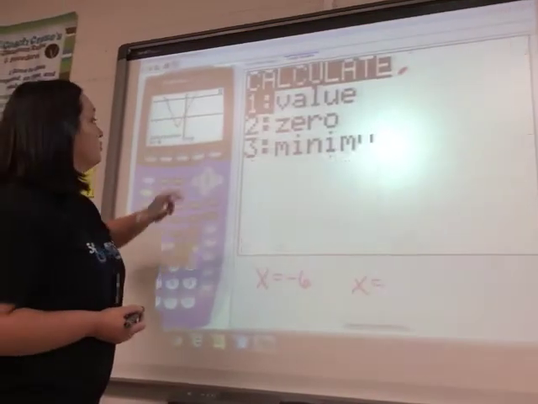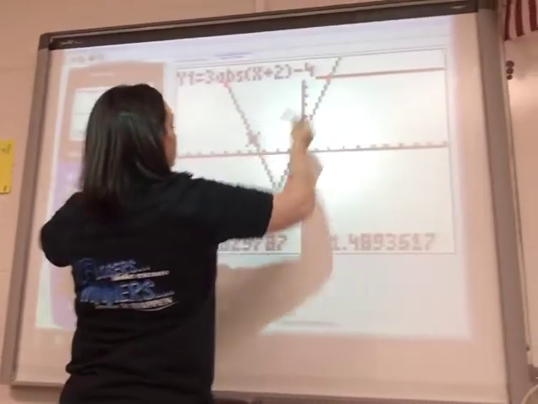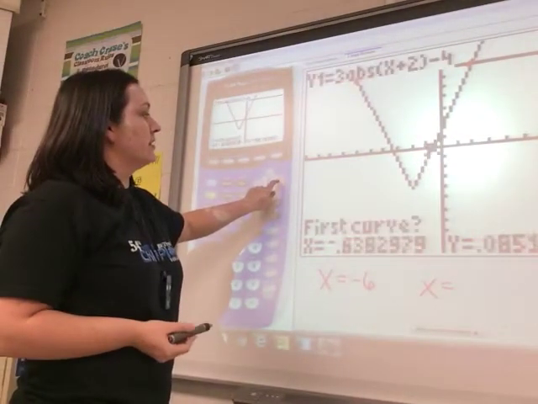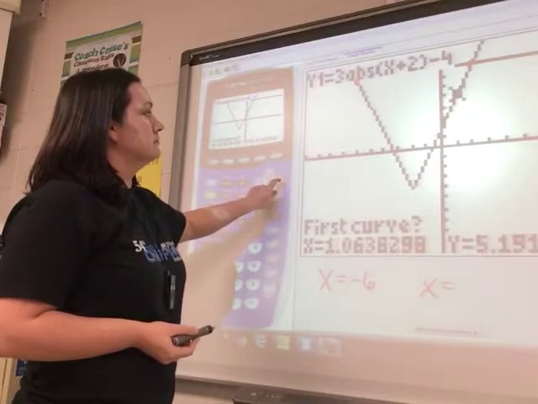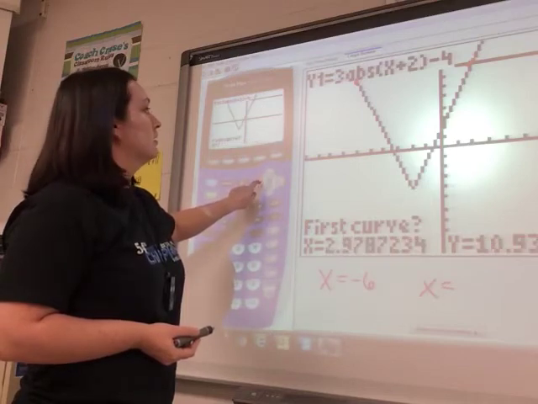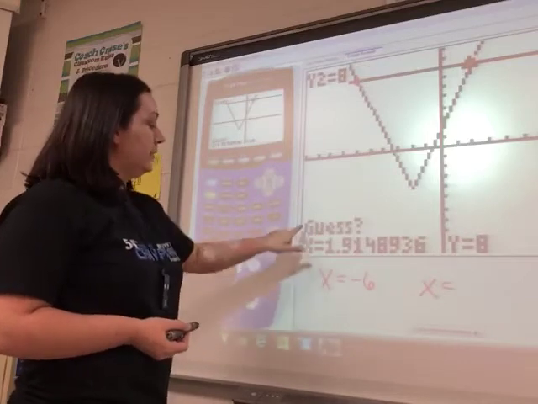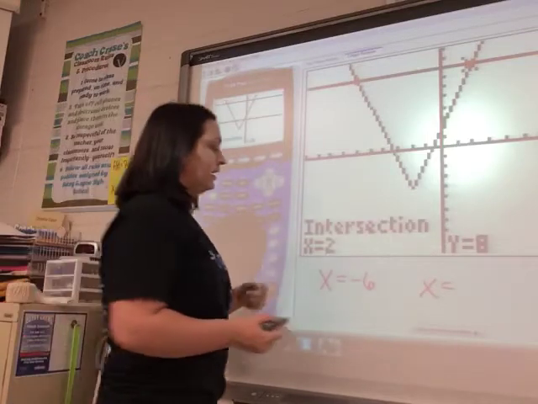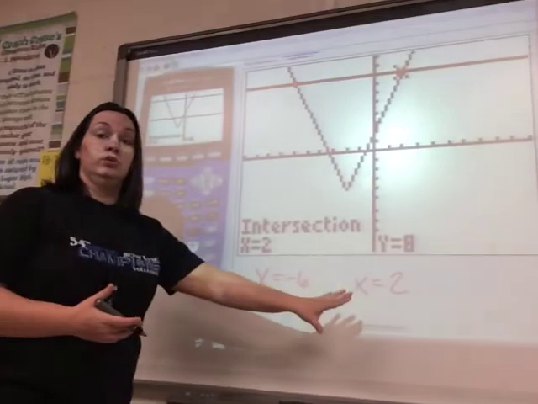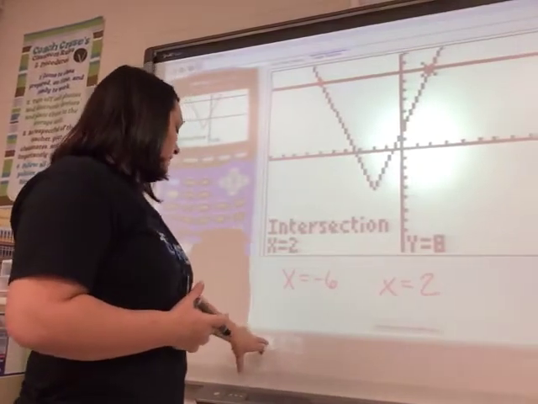We're going to repeat the process to find our right side intersection to get our second solution. So second, trace, intersect. Move your cursor all the way back here to your right-hand side intersection. Get as close as you can. I went a little too far, so I got to come back. Right there. It jumps to our linear. Get close and hit enter. And we definitely want to guess, so hit enter again. We get an x value of 2. So right now, graphically, we're saying the answer is going to be x is negative 6 and a positive 2. Let's go prove that algebraically.